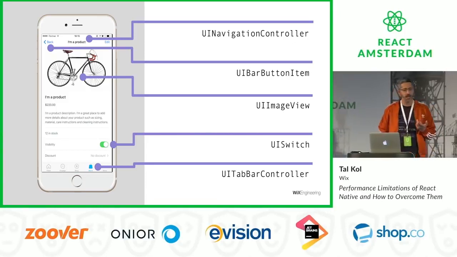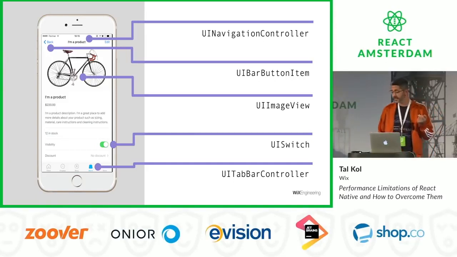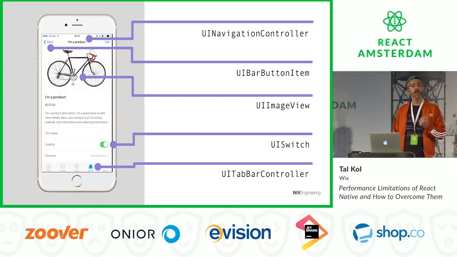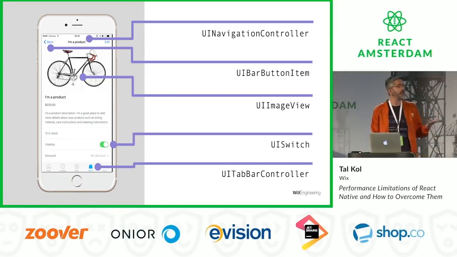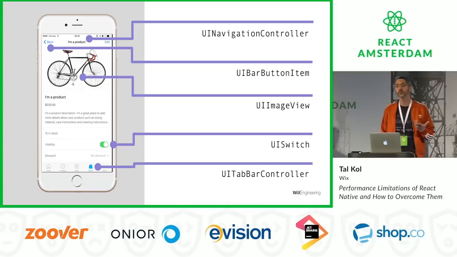So these are the same UI views that you use in your native apps. And the button here is UIBarButtonItem. The image view is actually UIImageView under the hood. The switch is UISwitch, the tab bar controller is UITabBarController. And if I had shown you the same screen on Android, you would see that the implementation is completely different, okay? It renders to the native views.